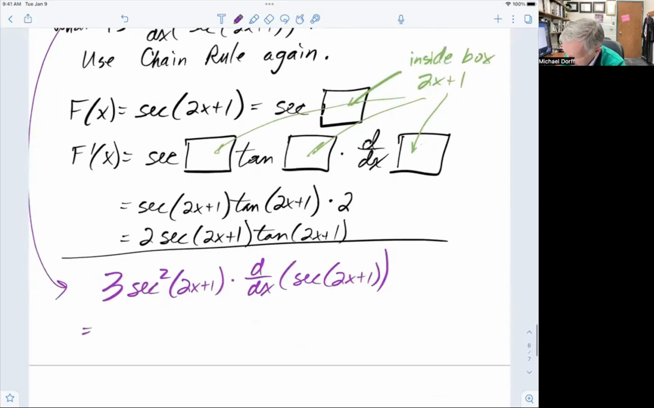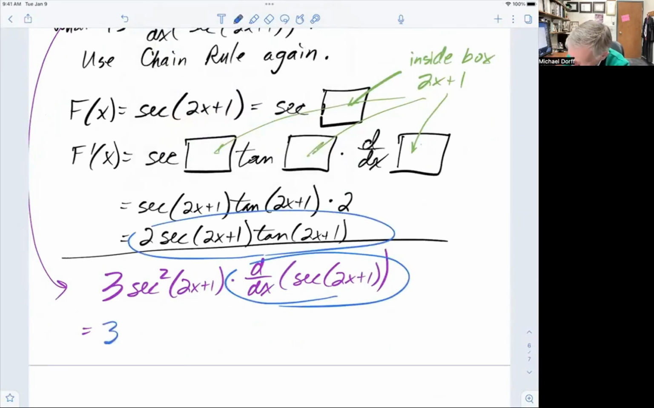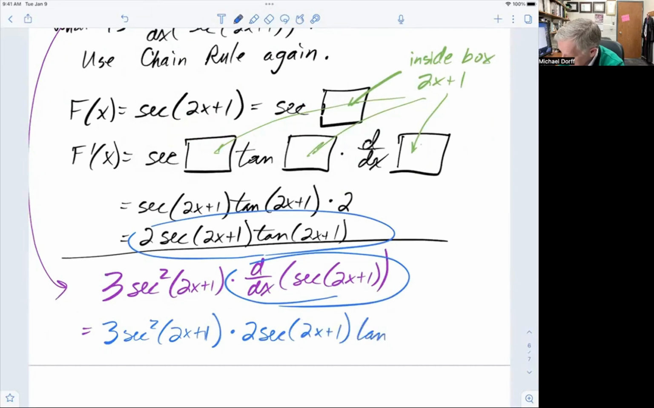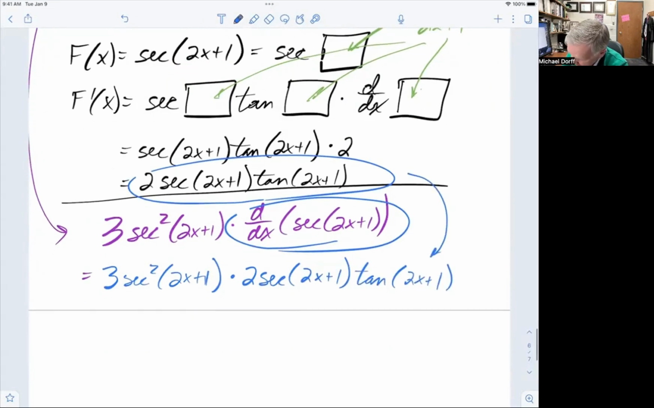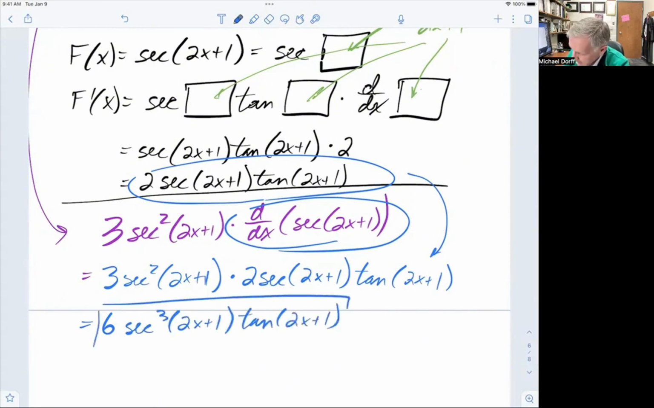And we just saw that this part here is equal to this. So I'm going to end up with 3 secant squared 2x plus 1 times 2 secant 2x plus 1 tangent of 2x plus 1. That's coming from here. And now I've got that 3 and the 2, so I'm going to multiply those together. And I have a secant squared and I have a secant. So when I combine those, I get a secant cubed 2x plus 1, and then I have a tangent 2x plus 1. And that's my answer there.